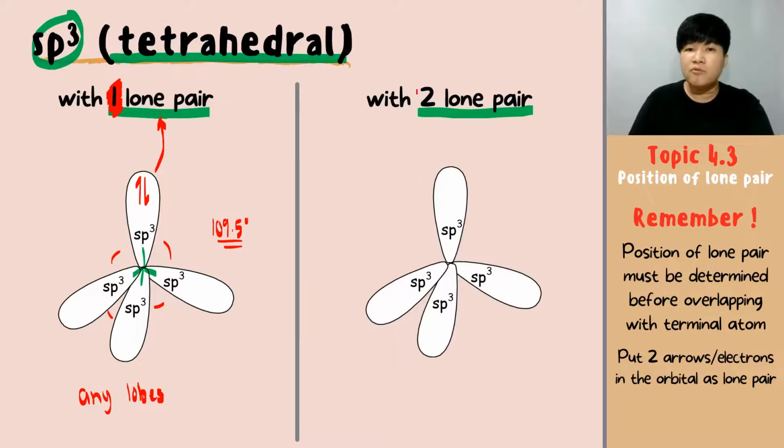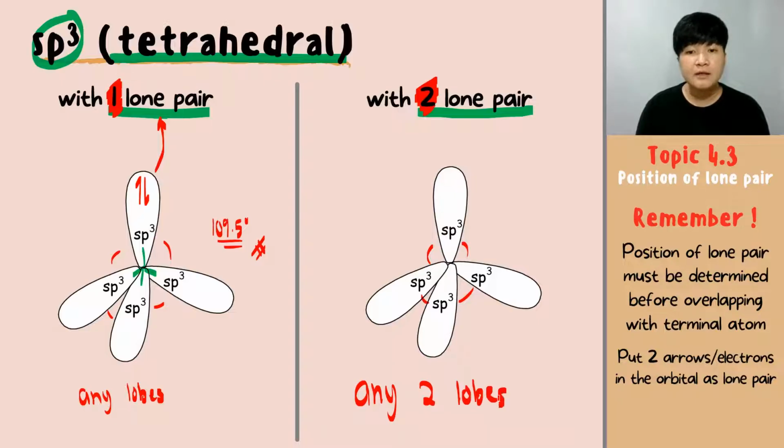And what happens when you have two lone pairs? When you have two lone pairs in your tetrahedral, for the same reason, the bond angles are the same. Since the bond angles are the same between them, the two lone pairs can be placed in any of the lobes. So same thing, any two lobes can be holding the lone pairs.